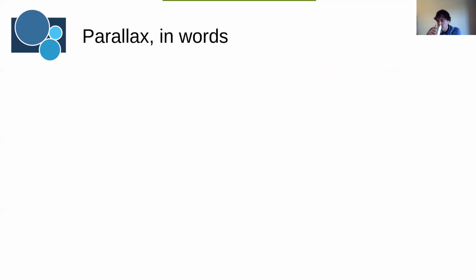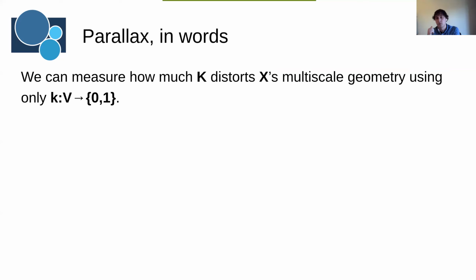Again, topological parallax is a construct from algebraic topology. I'm going to give you the definition of it, but for this audience, I think it's better for me to just describe what's going on. You might get more out of it that way. So we will measure, remember capital K here is the preimage of one, the thing that the model says is the in class, how that model set distorts the data set's multiscale geometry, only using this oracle function.